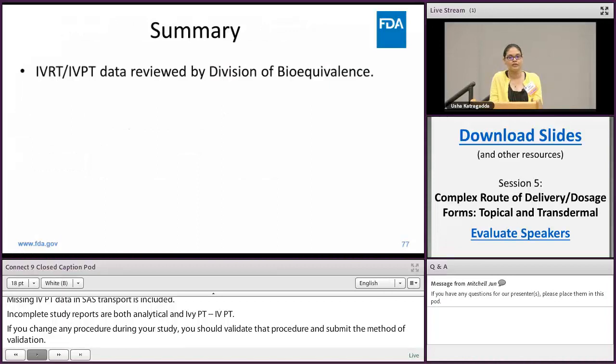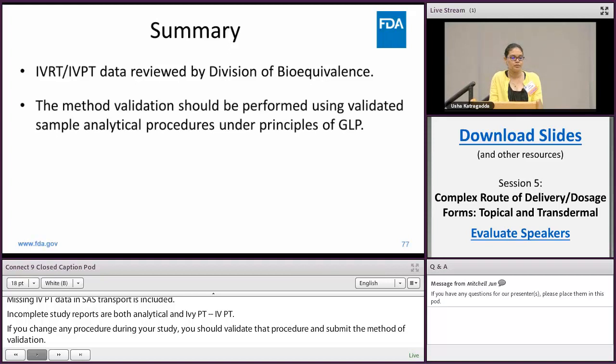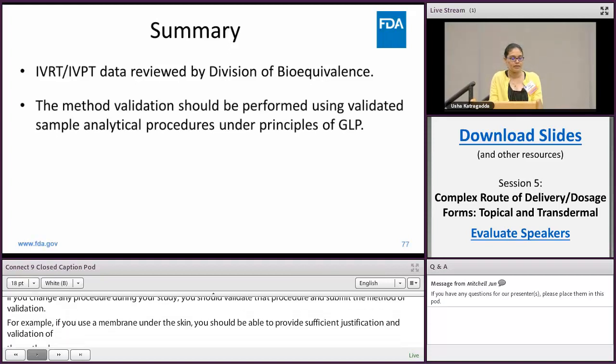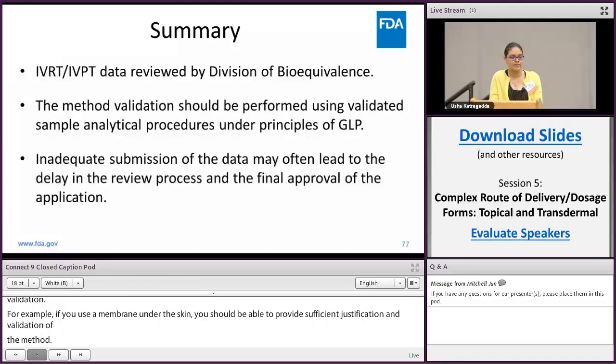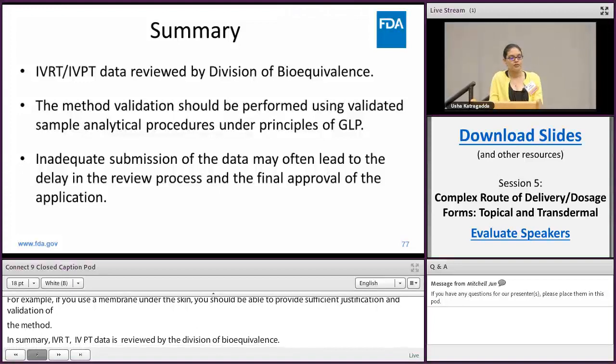In summary, IVRT and IVPT data is reviewed by the Division of Bioequivalence. Method validation should be performed using validated sample analytical procedures. Inadequate submission of the data may often lead to a delay in the review process and the final approval of the application.